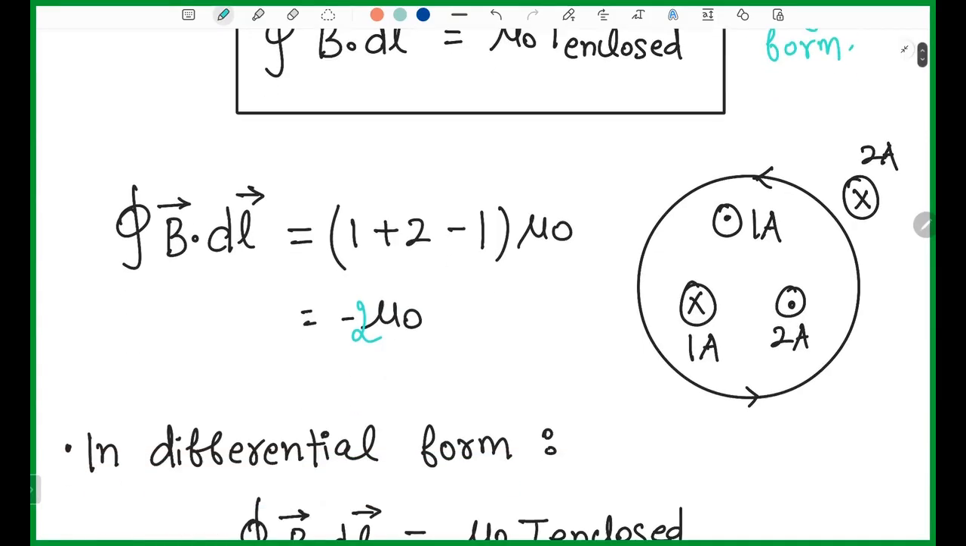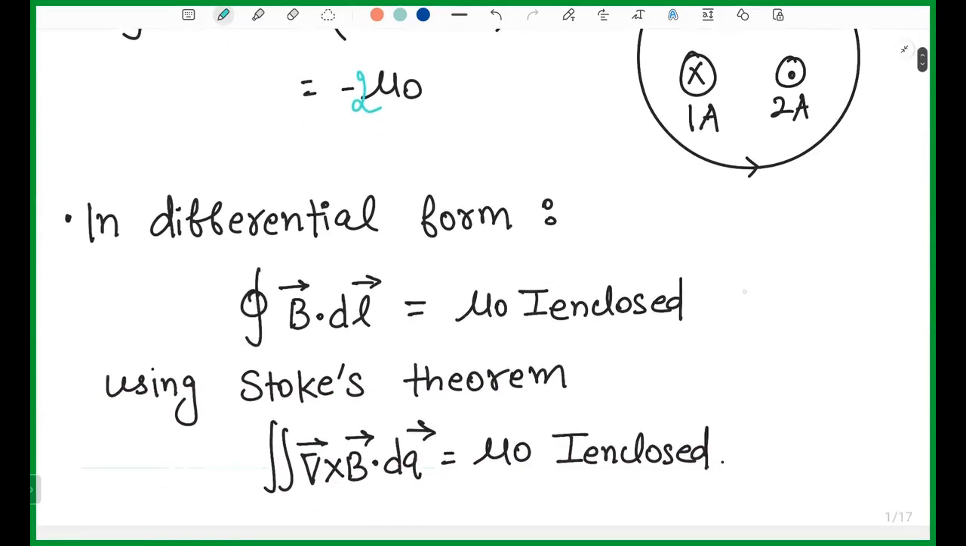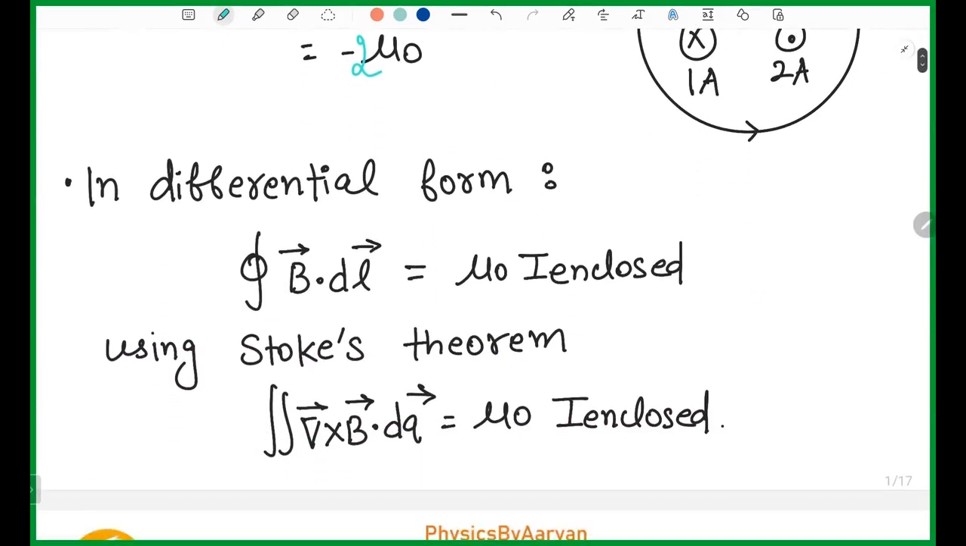We can also write Ampere's law in the differential form. How? This is the law we are familiar with. Now I will use Stokes theorem. The closed line integration can be written as the integral of del cross B dot dA over the open area. Stokes theorem says that the integral of A dot dl can be written as the area integral of del cross A dot dA. So I have written B dot dl as the area integral of del cross B dot dA.